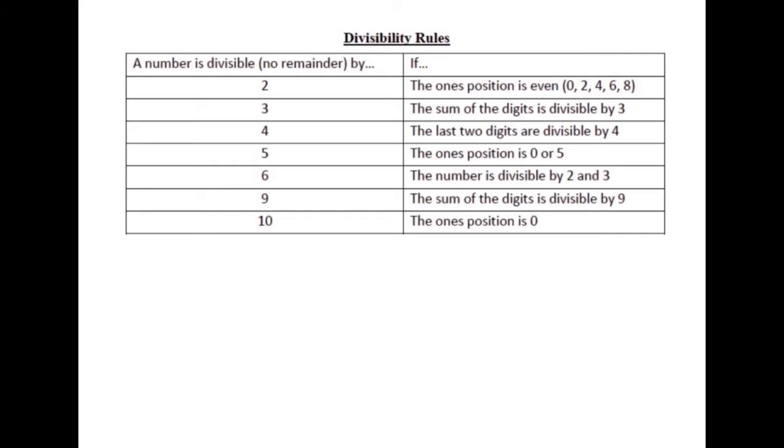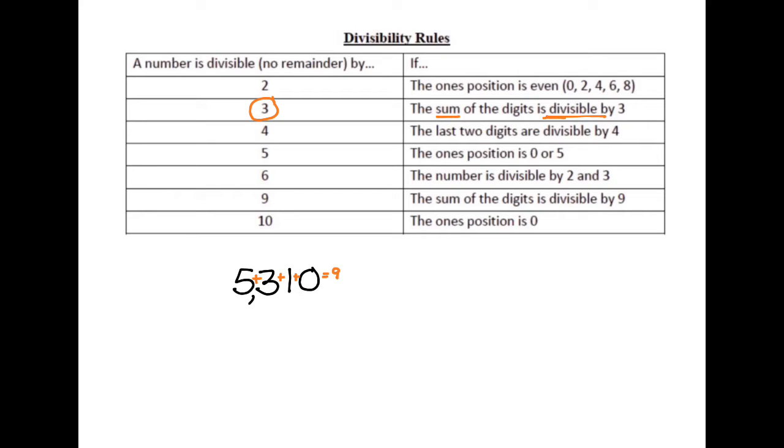The harder ones are the ones they always throw at you. In order to be divisible by 3, the sum of the digits is divisible by 3. Let me give you an example. The number 5,310. First of all, is it divisible by 2? The ones position, right here, is an even number. So yes, it is divisible by 2. Is it divisible by 3? The sum of the digits. So if we add all of the digits up: 5 plus 3 is 8, plus 1 is 9, plus 0 is still 9.